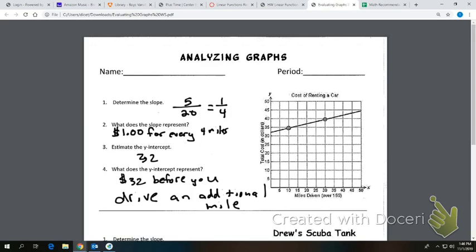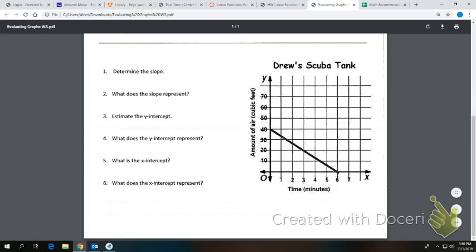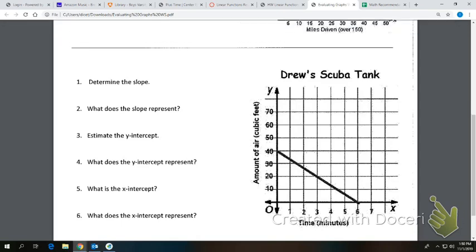All right, so here's what we're going to do now. I'm going to close that one out. It's going to go away. Boom. I'm going to scroll down, and we're going to evaluate the second graph right here. I'm still recording this. Here we go. Determine the slope.